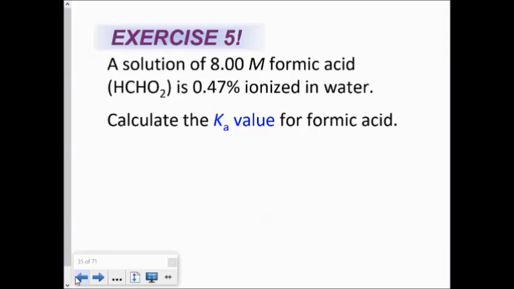So formic acid is 0.47% ionized in water. Then you want to calculate the Ka for the formic acid. So, any idea of where we should begin? Reaction, good. And since we're doing Ka, what are we reacting it with? Water, right?